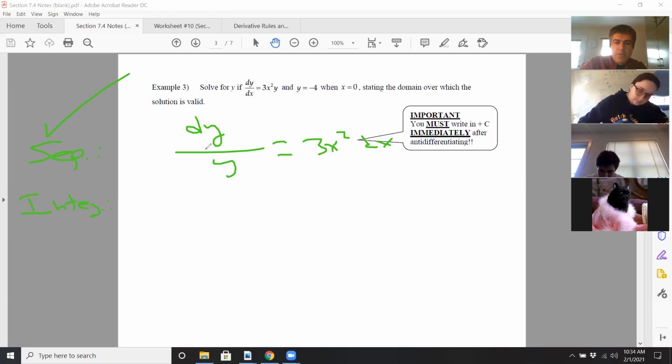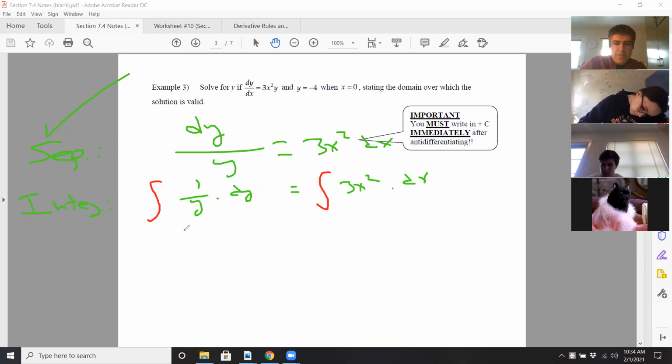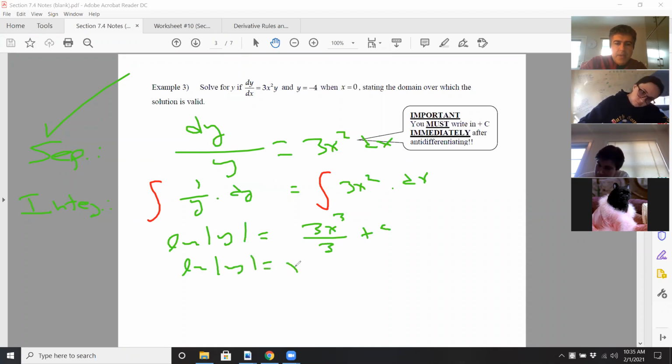So remember, you put little integral symbols. We've got the integral of 1 over y dy and the integral of 3x squared dx. Well, if you integrate, that's not so bad. That's natural log of the absolute value of y equals 3x cubed over 3 plus c, which actually can be cleaned up a tad: x cubed plus c. Check, we've integrated. Next step is to substitute.